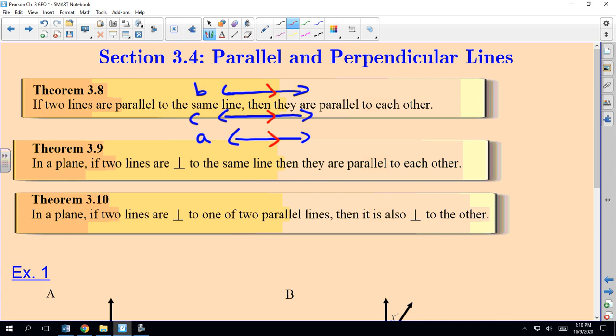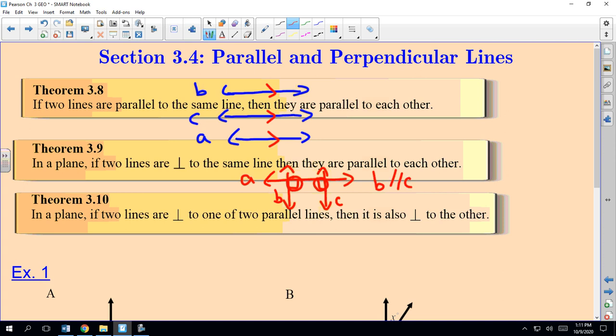Theorem 3.9 says in a plane, if two lines are perpendicular to the same line, so here are two lines that are perpendicular to the same line. So here's line A, here's line B, here's line, make it a line so it goes all the way through. Here's line C. They are both perpendicular to line A. Then they have to be parallel to each other. Because of these 90-degree angles here and here, they have to be parallel to each other. So B is parallel to C.